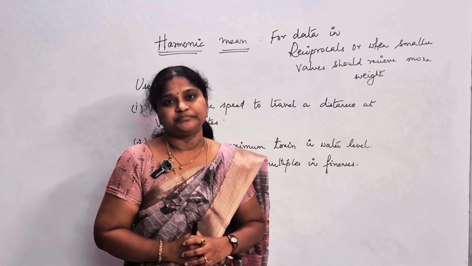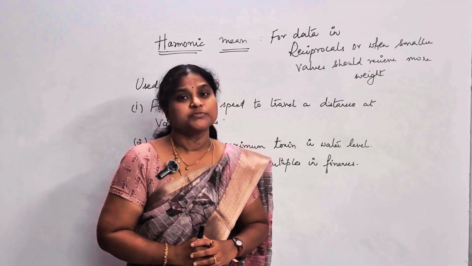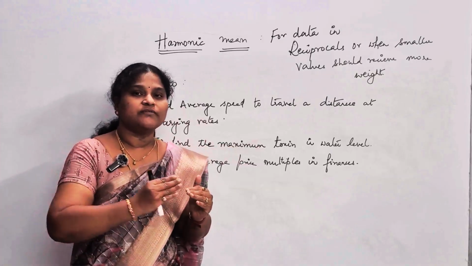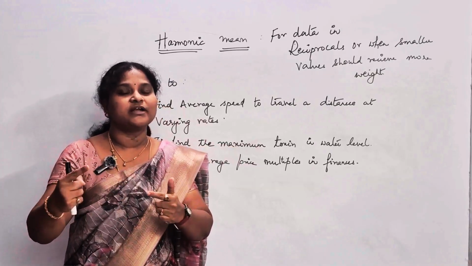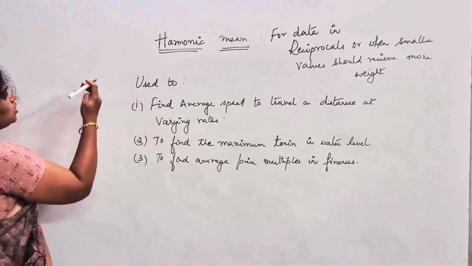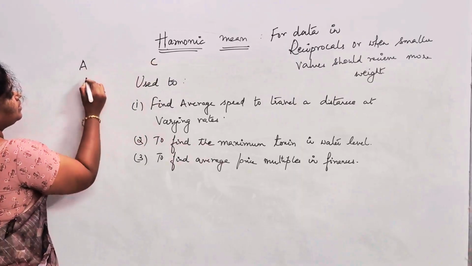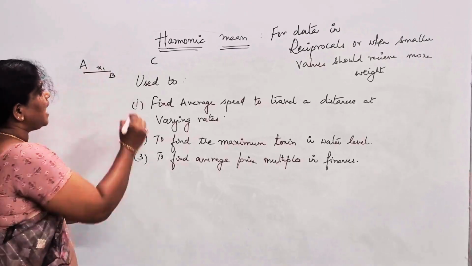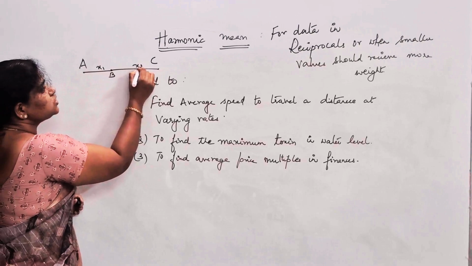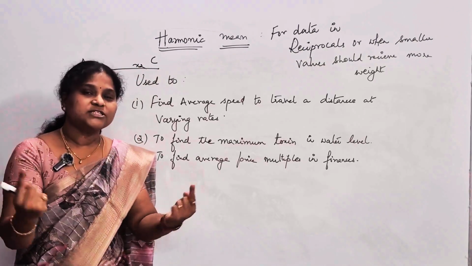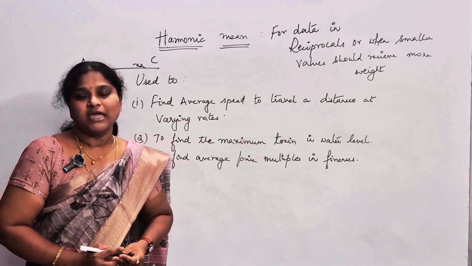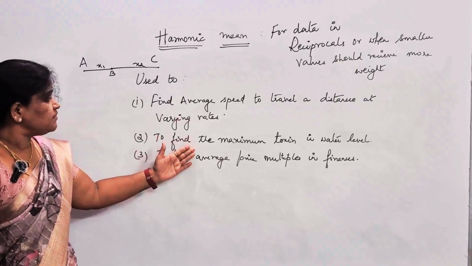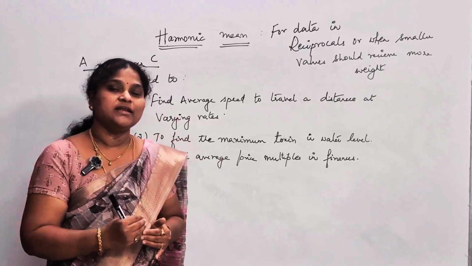Some major examples where harmonic mean is preferred will be in situations like finding out the average speed in order to cover a particular distance, but varying rates of coverage is given. Suppose the total distance is from A to C. From A to B, there is x1 rate of speed, and from B to C, there is x2 rate of speed. Then the average speed that is required to cover the distance from A to C can be found out using harmonic mean. The next example will be to find the maximum toxin level in water.